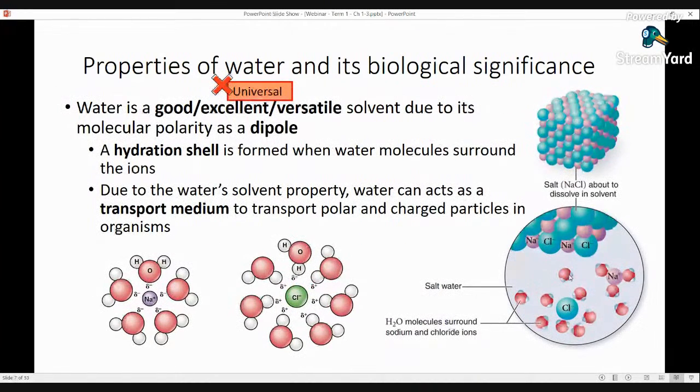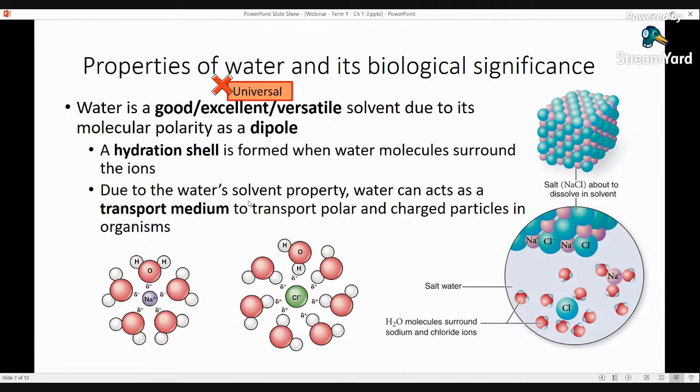For ions or salts, a hydration shell is formed. A hydration shell is formed when water molecules surround the ions. For example, you can see here how the salt is dissociated, and this is the cation. They form the hydration shell, where this is the partial negative charge and here is the partial positive charge.